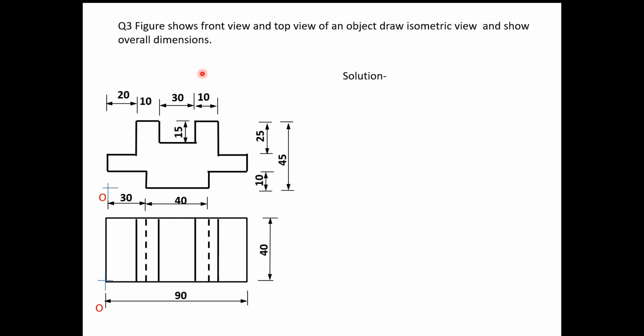Now the next question is: the figure shows the front view and top view of an object; draw the isometric view and show the overall dimensions. If you see here, this is the front view and below it is the top view. In the front view, what is the length? The total length is 90. What is the height? Height is 45. And what is the width? Width is 40. So we have to draw the isometric box 90 by 45 by 40.